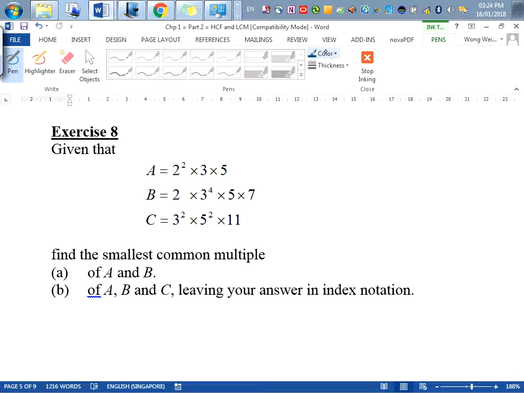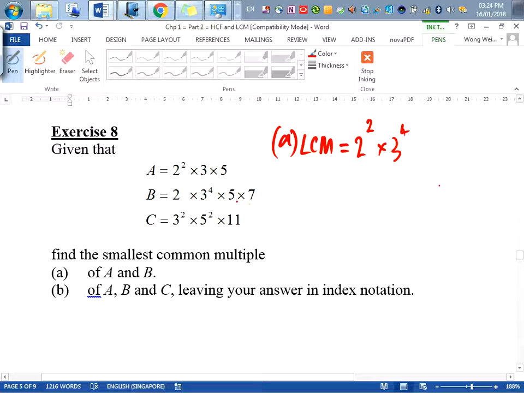So for part A, LCM will be equals to, let's look at the 2 squared and the 2. Which has a higher power? 2 squared, right? So I just put down 2 squared times. So this is done already. We look at the 3s now. Which one has the higher power? 3 or 3 to the power of 4? 3 to the power of 4.